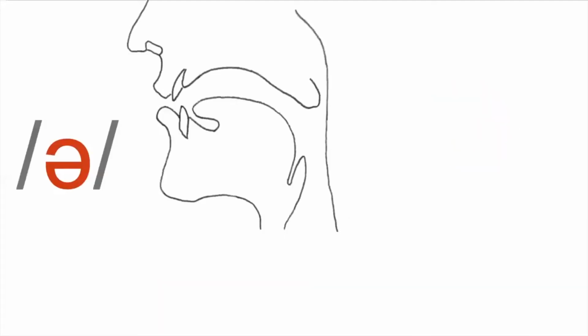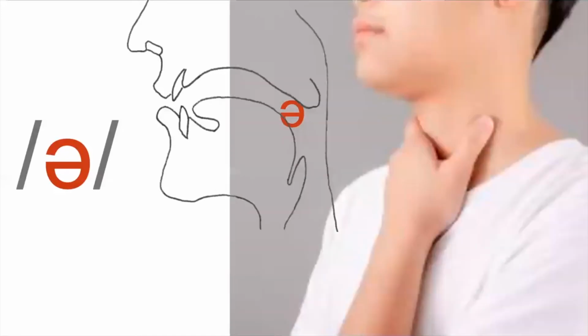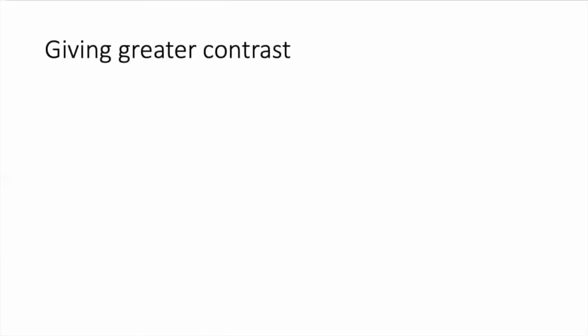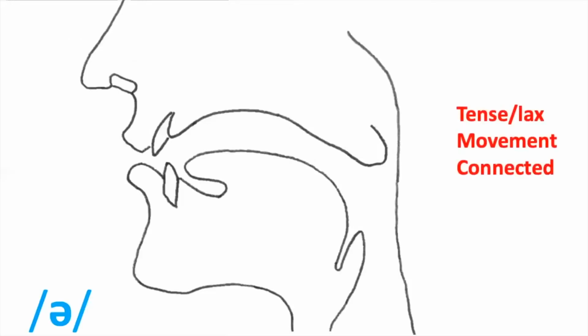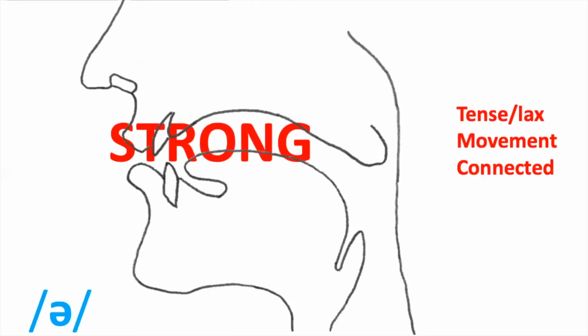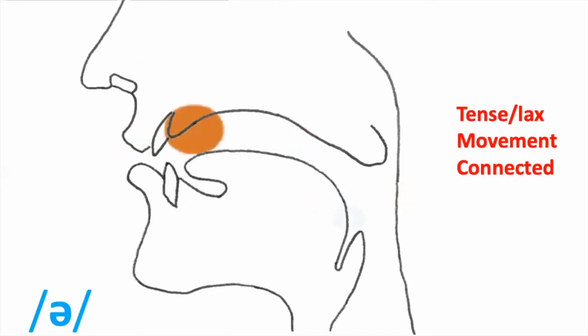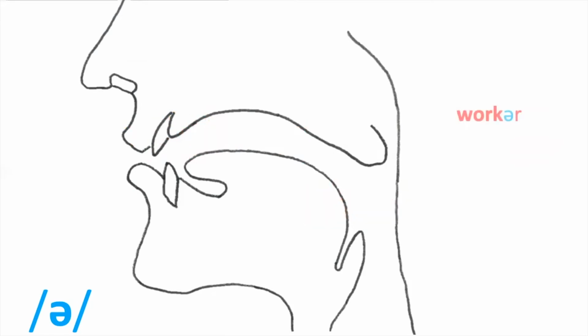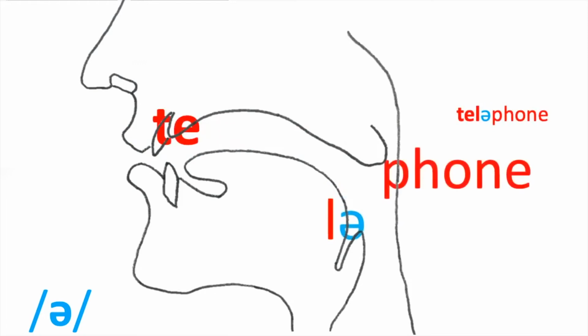So how do you teach it? Well, with treble, first of all, I get them to recognize that it's at the back of the throat. So I get the students to put their hands there, and I try to get them to concentrate on the length, pitch, intensity, and how it weakens compared to other sounds. So if we look at the contrast of the schwa and the sounds before and after, remember, focus on the tense and the lax movement, strong and the weak. So if we look here, for example: teacher, mother, worker, wither, need a hand, listen, telephone.